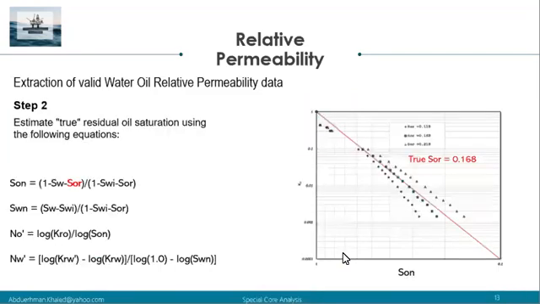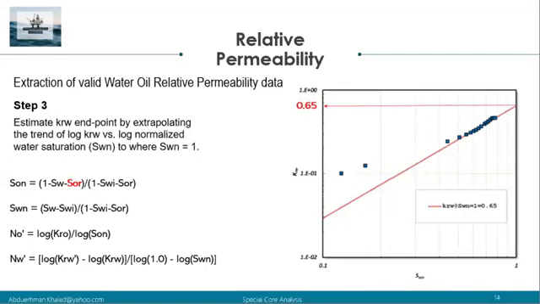In the second step, we estimate what we call the true residual oil saturation by normalizing the oil saturation range using different assumed values for true residual oil saturation, by this equation. So we assume different values for residual oil saturation and then note which value produces a line that is approximately a straight line on the plot of log oil relative permeability versus log of normalized oil saturation. This value provides an estimate of true residual oil saturation. So now we have the true residual oil saturation.